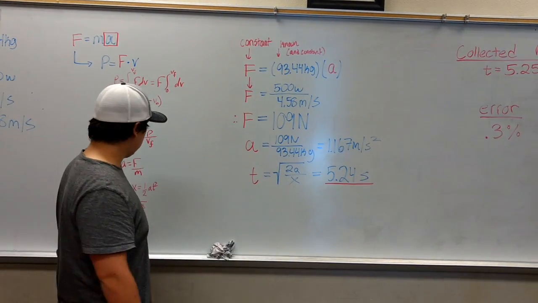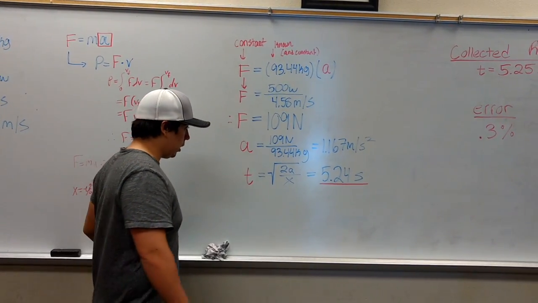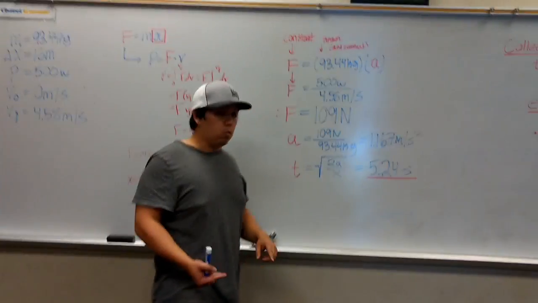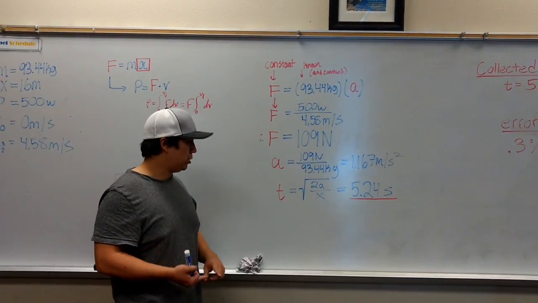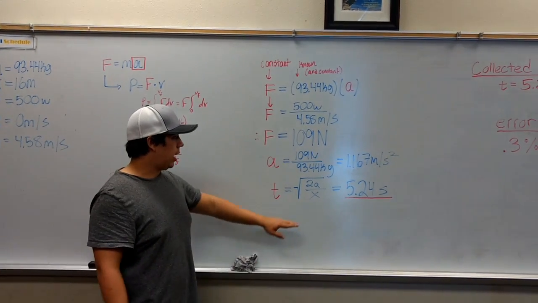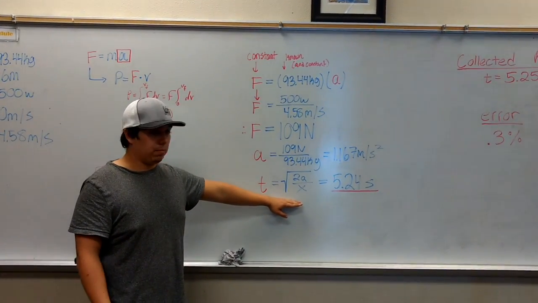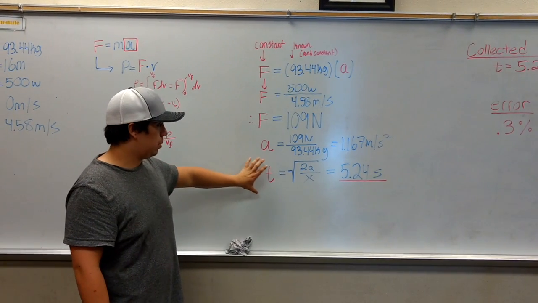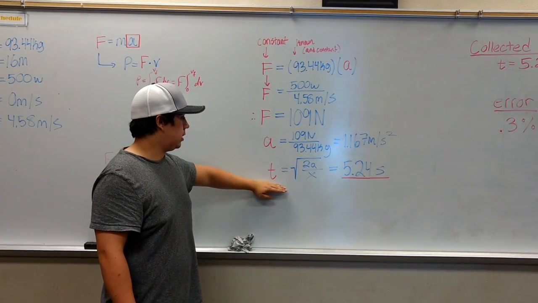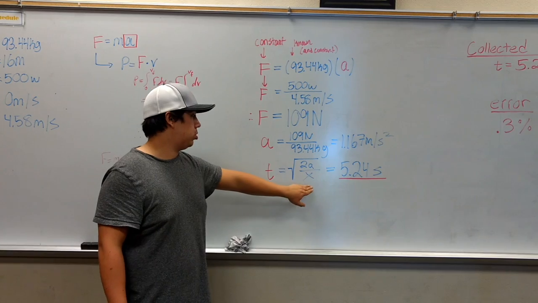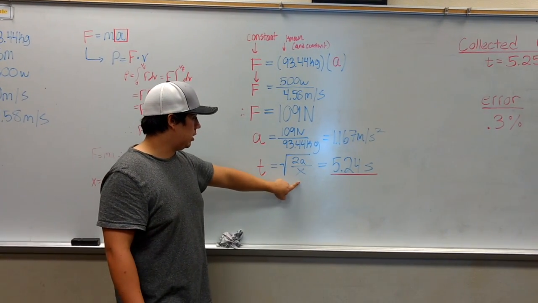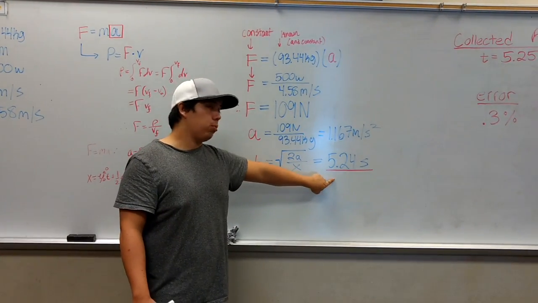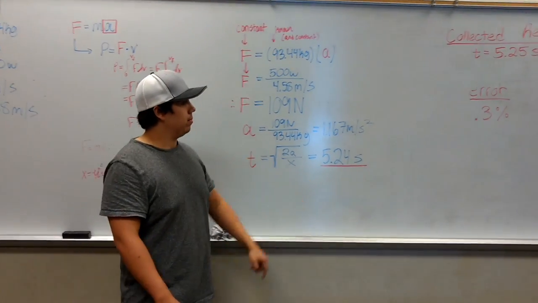So now back to the kinematic aspect. Now that we're down here, we have an acceleration and we have a distance. That is all that's necessary to solve for time in this case, because of the kinematic equation we chose. So you set t equal to the square root of 2x over a. Since we know acceleration and we know the distance, that gives us 5.24 seconds.